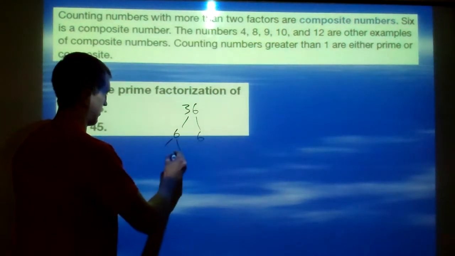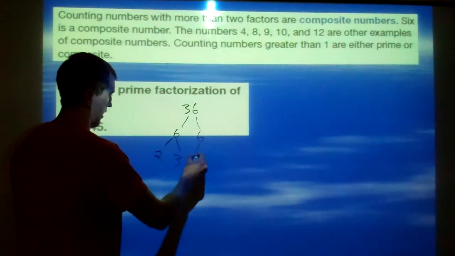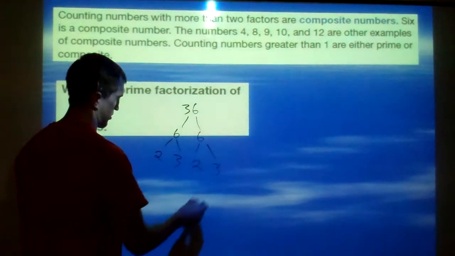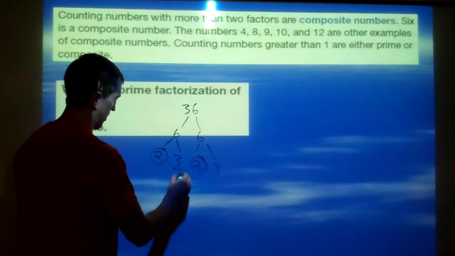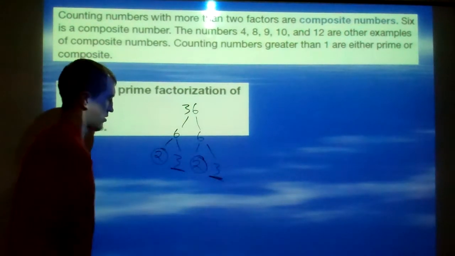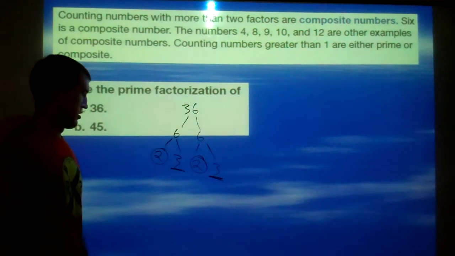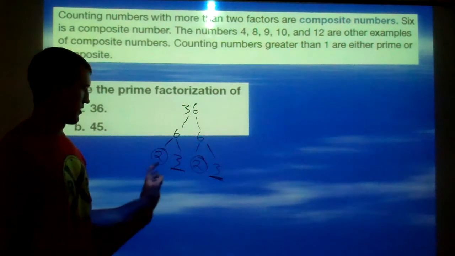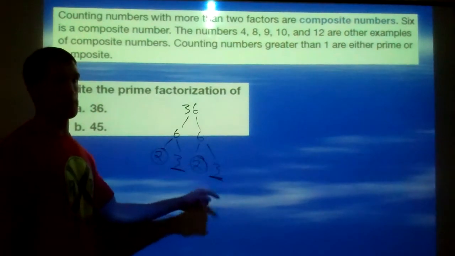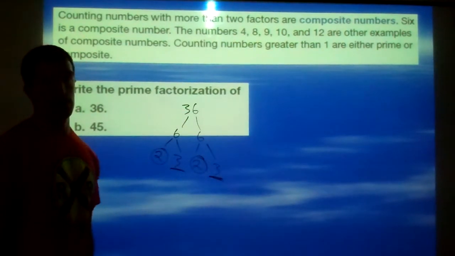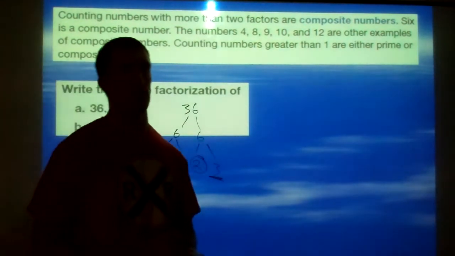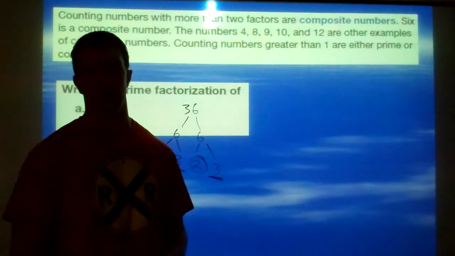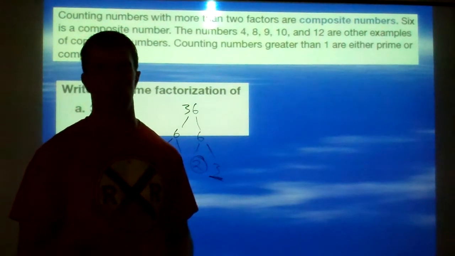We know that 6 is 2 times 3 and 2 times 3. So now we have all prime numbers. We've got 2's and we've got 3's. Alright, so if we multiplied all of these together, 2 times 3 times 2 times 3, we'd get 36. So basically what the prime factorization is, every number has its own prime factorization, so it's like its own little code for itself.